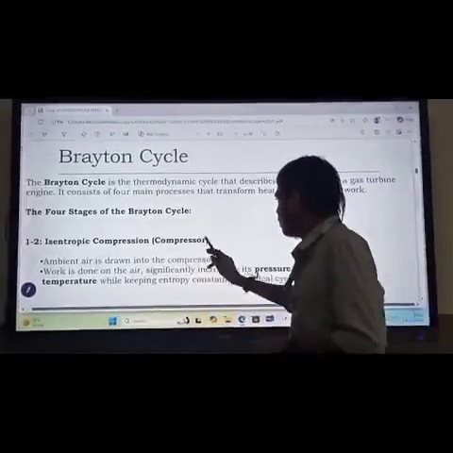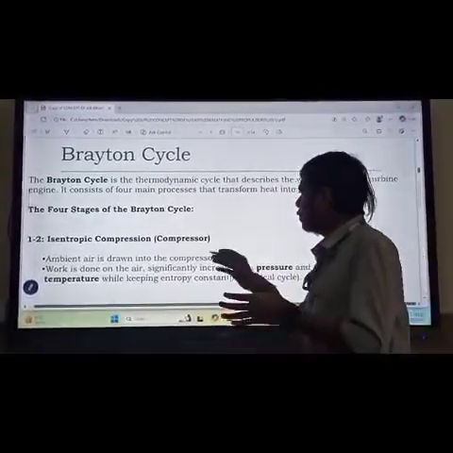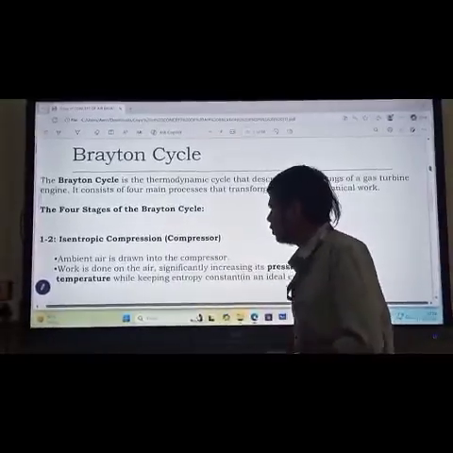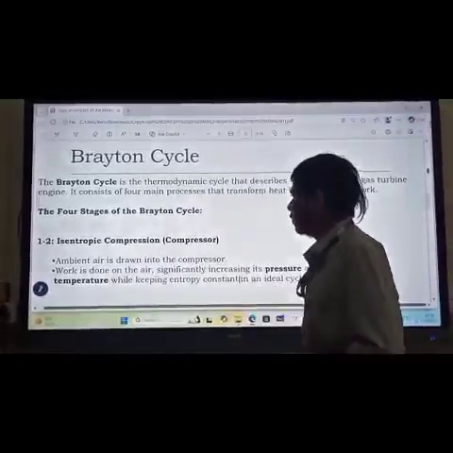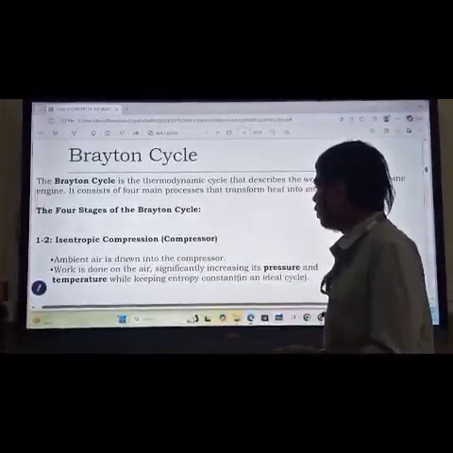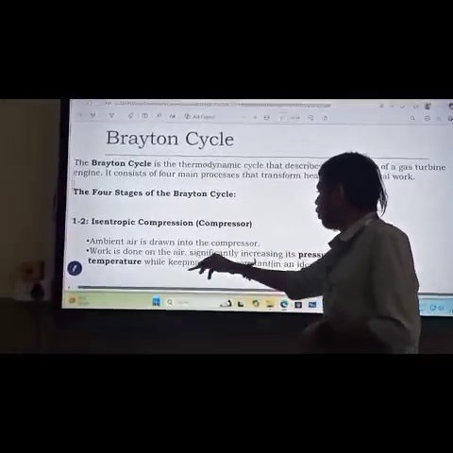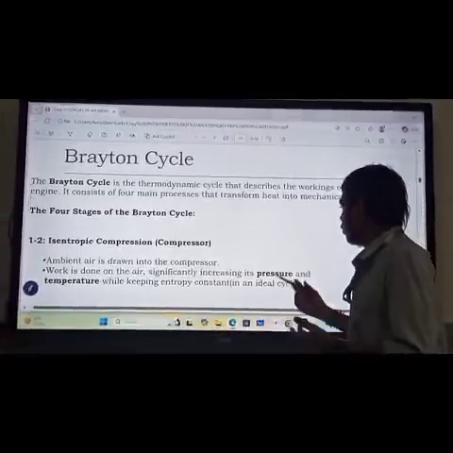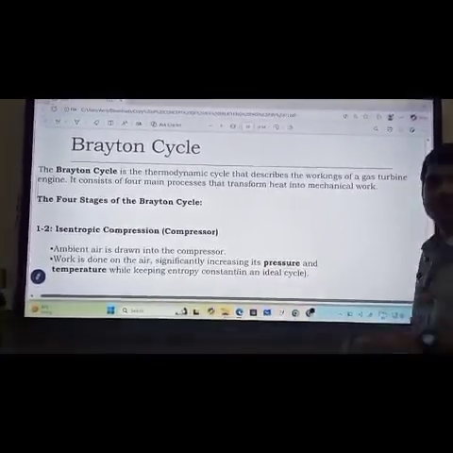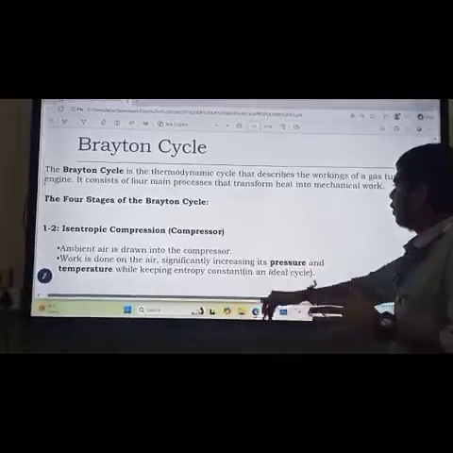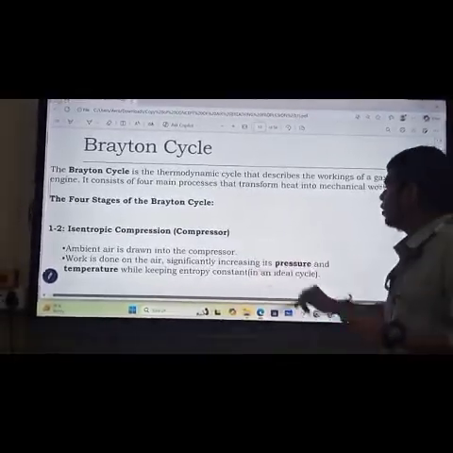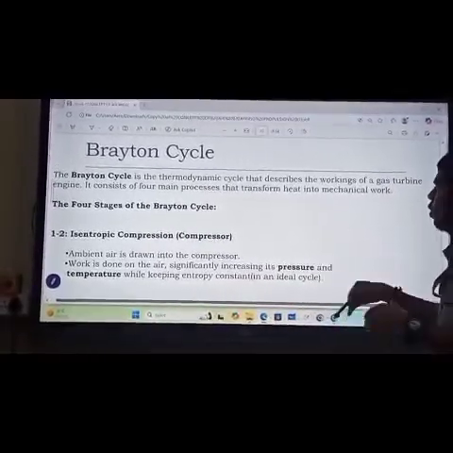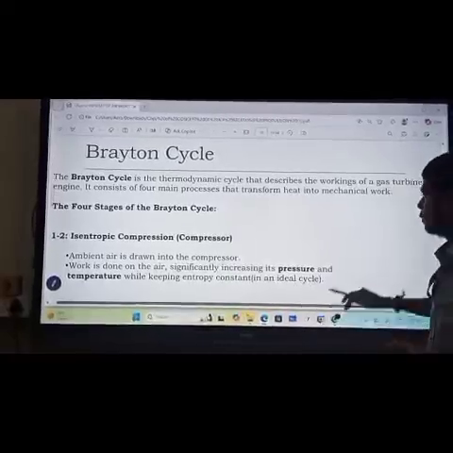First is isentropic compression, or the compressor. Ambient air is brought into the compressor. Work is done on the air, significantly increasing its pressure and temperature while keeping entropy constant in the ideal cycle.